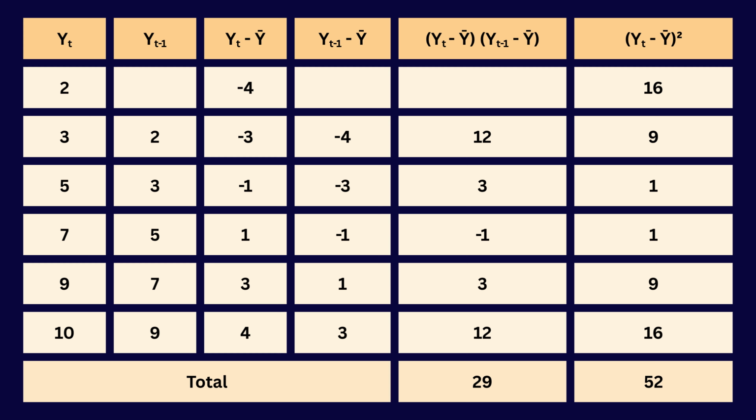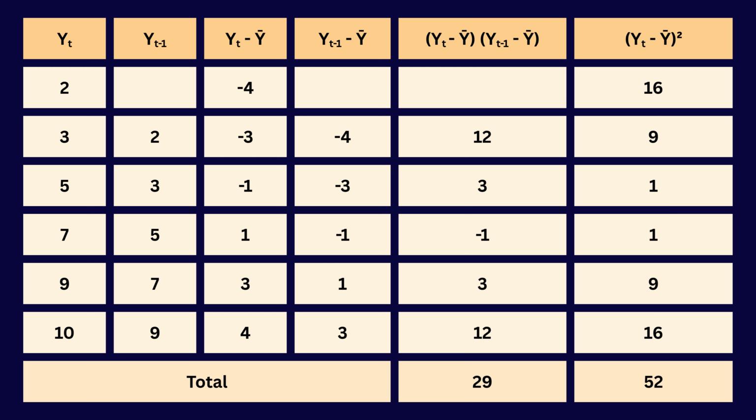Our third column is yt minus y bar. Our y bar value is 6, and our first yt value is 2. So 2 minus 6 equals minus 4. That is how we calculate yt minus y bar. We have to calculate all the values, but I'm not going to show how to calculate all of them. Now you have an idea how to calculate the yt minus y bar value.